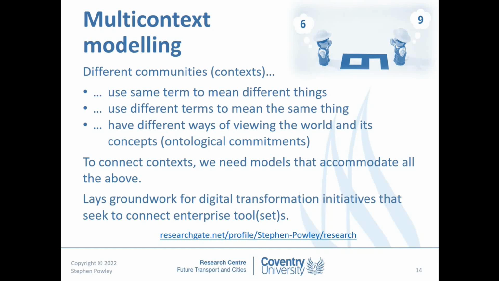So to bridge between the contexts, we need models that accommodate all of those 3 points there. And if we do that, then we've started to lay the groundwork for digital transformation initiatives, which are a frequent target of enterprises, but have traditionally proved very difficult to deliver in practice. And if we have these integrating overarching models, then that gives us a good basis to make successful digital transformation.